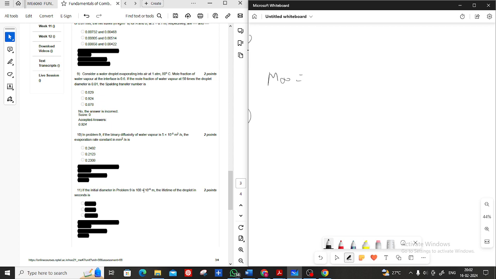Molecular weight at infinity. Someone please tell the molecular weight at infinity. Sir, it is 28.73, total molecular weight. 0.01 into 18 plus 0.99 is 28.84, and it will come 28.84.